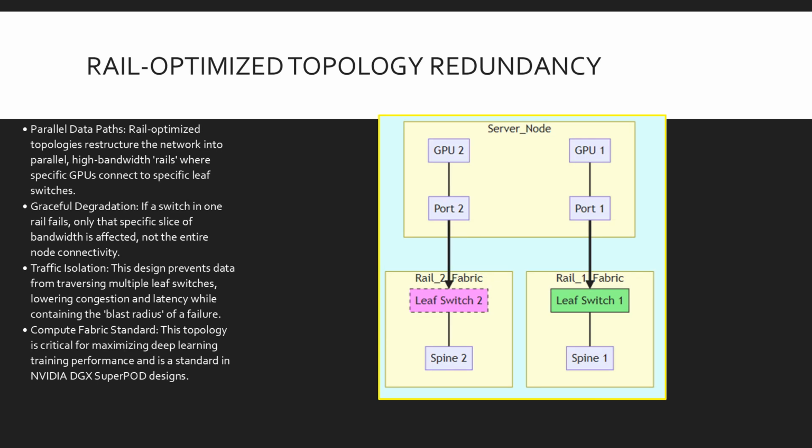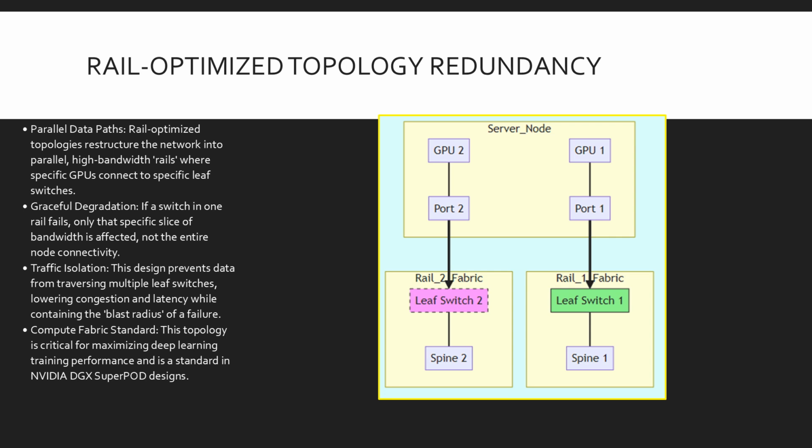A unique aspect of AI networking is the rail-optimized topology. Instead of connecting a server to just two switches for simple failover, we connect specific GPUs to specific leaf switches, creating parallel rails. If a switch in rail 1 fails, we don't lose the server, we only lose the bandwidth of that one rail. The job can often continue at a reduced speed, which is preferable to a hard stop. This architecture isolates traffic and ensures that a single hardware failure has a limited impact on the overall cluster performance.